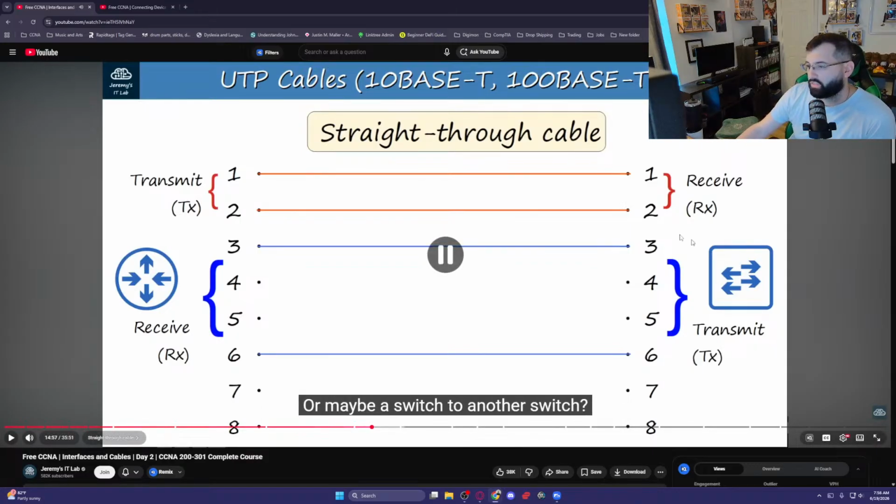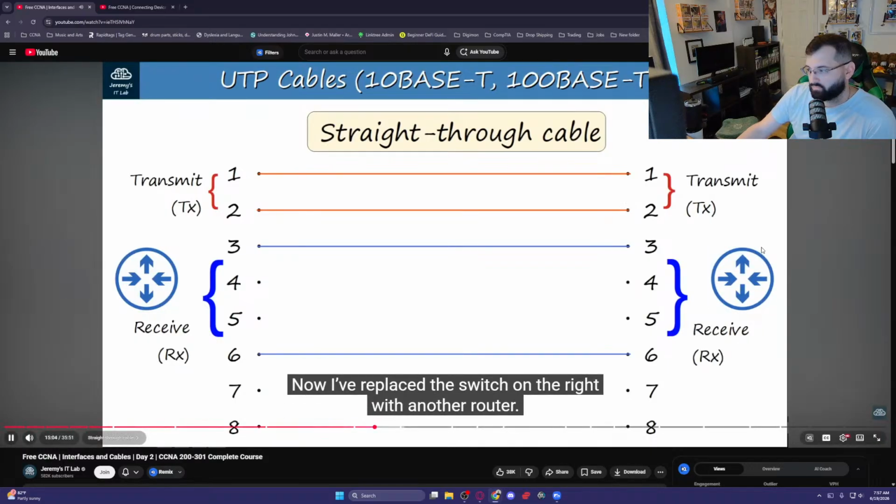So this is straight through because data's transmitting straight through. It's all going one direction on 2 pins, and it's all coming back on the other 2 pins. 1 and 2 is going directly to wherever it's trying to go, and then 3 and 6 is taking it to another switch, or maybe connecting 2 PCs together. Now I've replaced the switch on the right with another router. What will happen if the router on the left sends data to the router on the right?